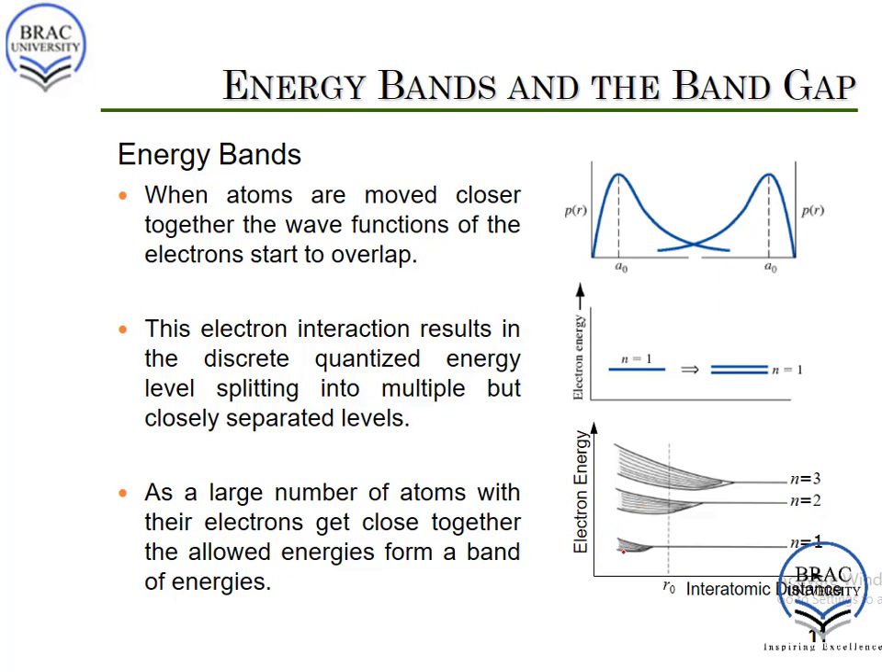And now the separation between these energy levels is so insignificant that we can consider this whole range of energy levels as an energy band. So instead of saying that we have 1000 closely separated energy levels between this value and this value, we will just say that for n equal to 2 we have an energy band. So that is how a band is formed.